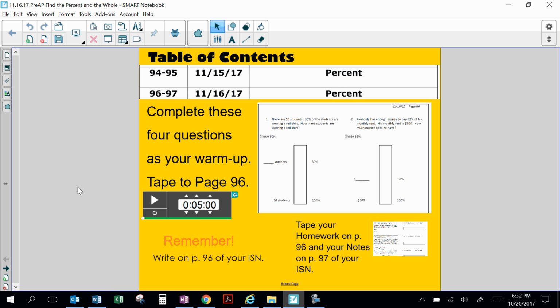Welcome. This lesson is over percent. So we're going to talk about parts, whole, and percent using the percent proportion. You are going to be given 4 problems, and I would like you to solve them.